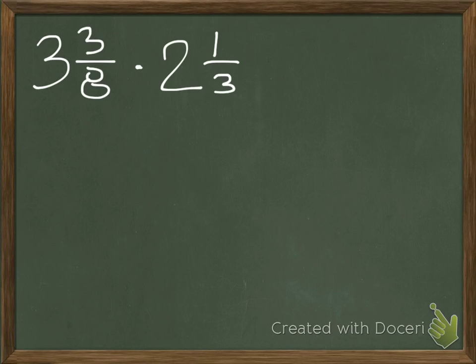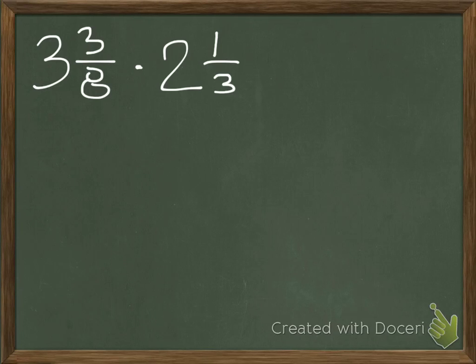Now, sometimes you have mixed numbers. When you have mixed numbers, you need to change them to improper before you multiply and simplify. That is a must. If you don't change it to improper, then you are probably going to get the wrong answer. So don't try to just do 3 times 2 and then do 3/8 times 1/3. That's not going to work.